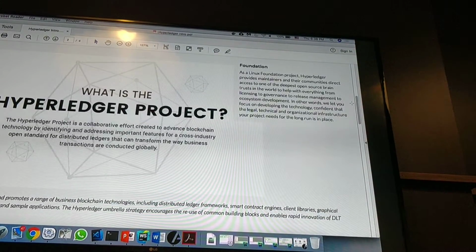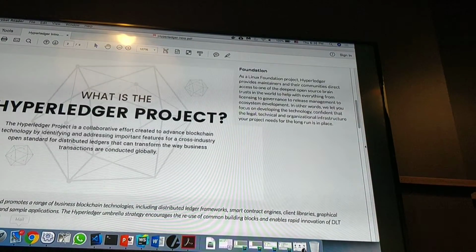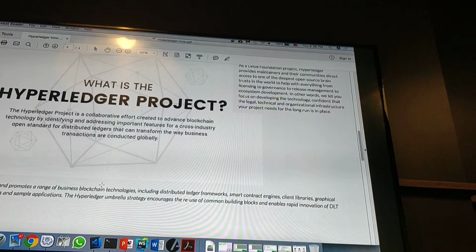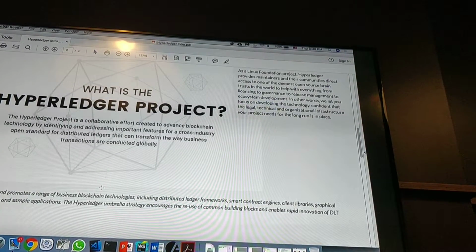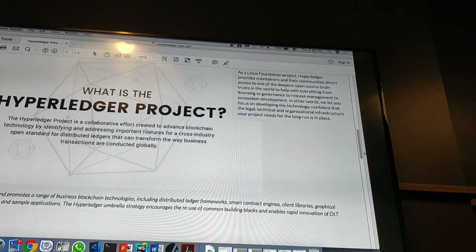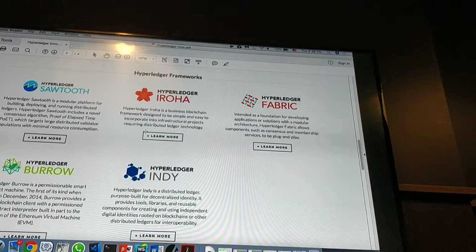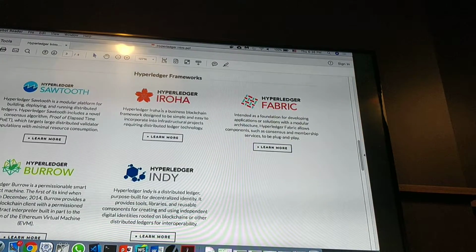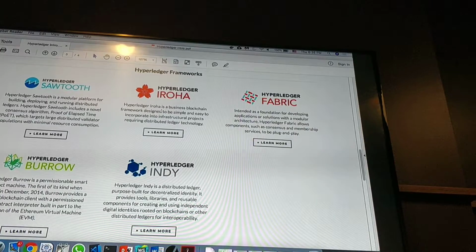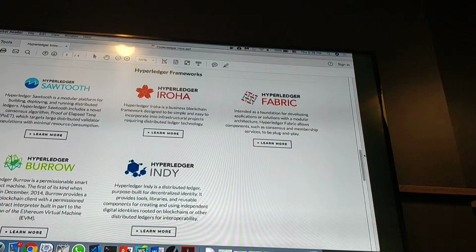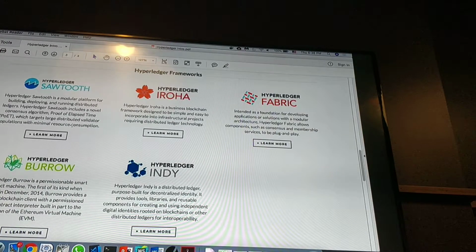So there are, I have a list. What is it? These are the projects. Oh, all of their projects are on the next screens. Yeah, the frameworks and then the projects. Alright, so there are 5 frameworks. You can say Hyperledger Sawtooth, Iroha, Fabric, Burrow, and Indy.